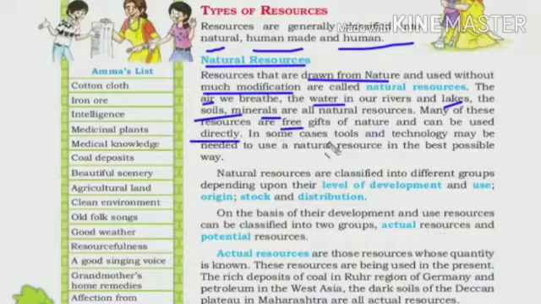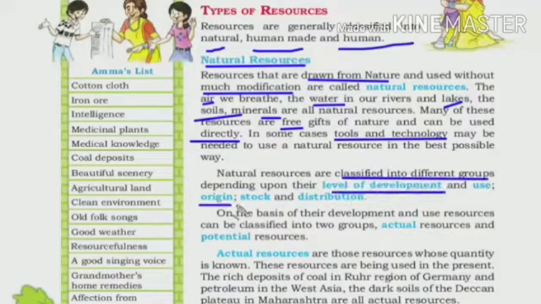But there are a lot of other things which need to be changed with the help of tools and technology for us to use them. Now, natural resources are classified into different groups depending upon level of development, origin, stock and distribution. These are the simple factors on which we will classify the natural resources. On the basis of development, we will divide resources into two categories, that is actual resources and potential resources.